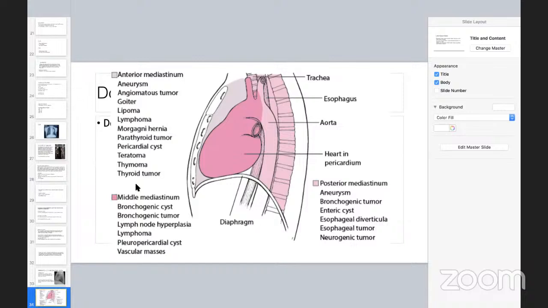Now these are some common masses that are seen in the anterior, middle, and posterior mediastinum. The anterior mediastinum would have any aneurysm, any angiomatous tumor, goiters, lymphoma, lipoma, Morgagni hernia, any parathyroid tumor, pericardial cyst, teratoma, thymoma, or a thyroid tumor. The most important one in a child would be lymphoma, which is the most common mediastinal mass seen. Along with that, a teratoma, a thymoma. A normal thymus is also anatomically present. A normal thymus up till 5 or 10 years of age that we see on X-ray can sometimes be misjudged as a mediastinal mass.